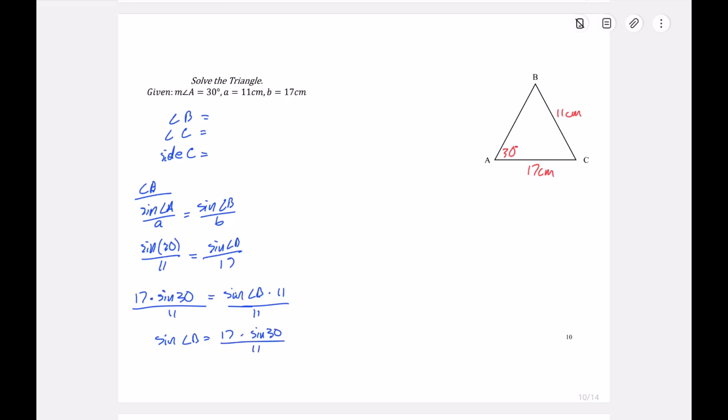And since we want our angle, we would use our sine inverse and then put that all in parentheses and plug it into our calculator. And when we plug that into our calculator, we get approximately 50.6 degrees.